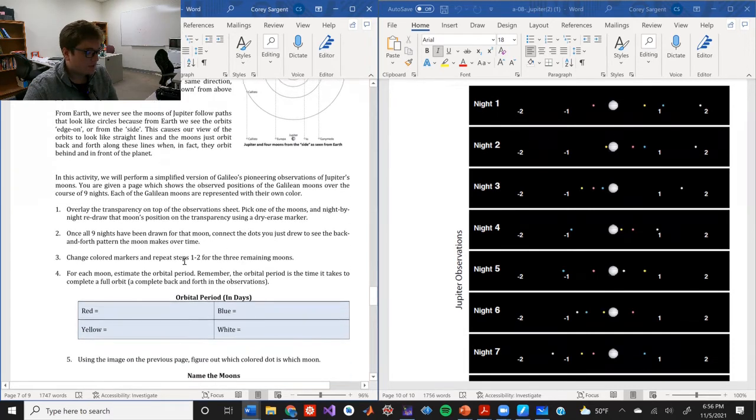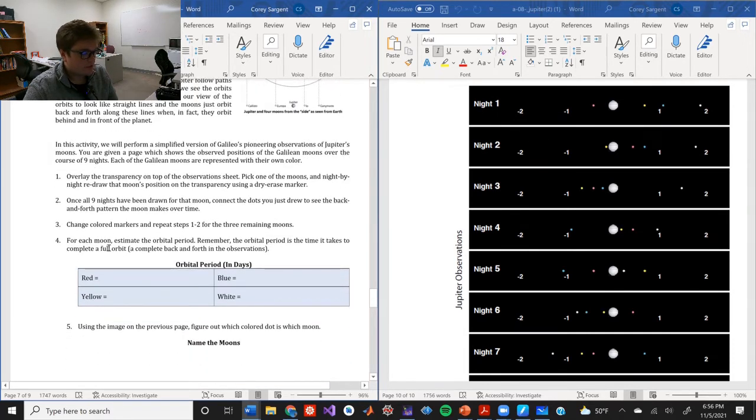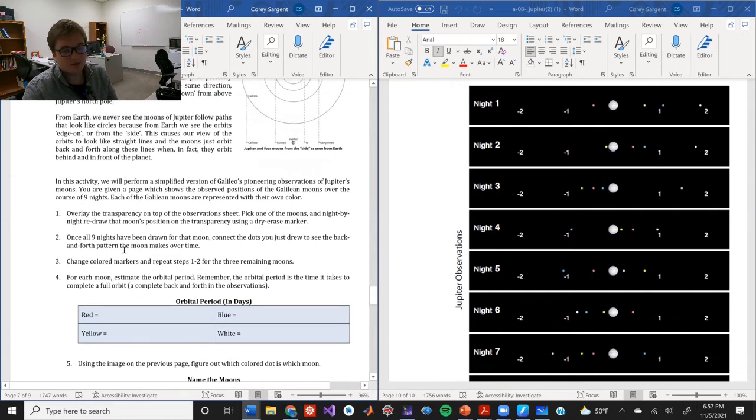Let's go to question 4 here. It says, for each moon, estimate the orbital period. Remember that the orbital period is the time it takes to complete a full orbit. Well, how do we know if a moon makes a full orbit if we only see it in straight lines?